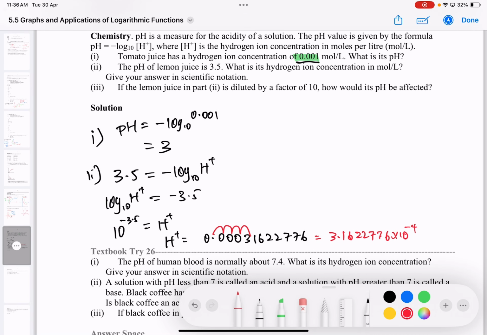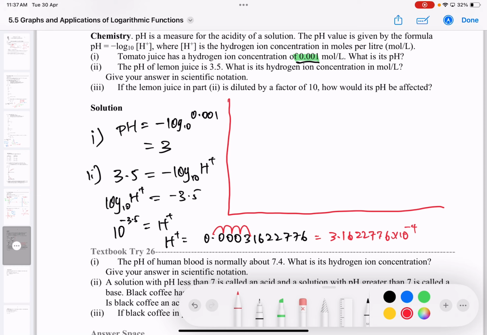If the lemon juice is diluted by a factor of 10, how would its pH be affected? What do you guys think? If this concentration over here is diluted, now diluted means times 10 or divide by 10? What do you guys think? Dilution means you times 10 or divide by 10? Times 10, really?